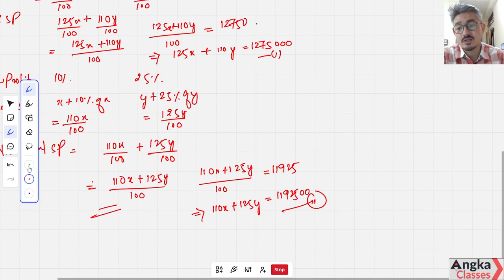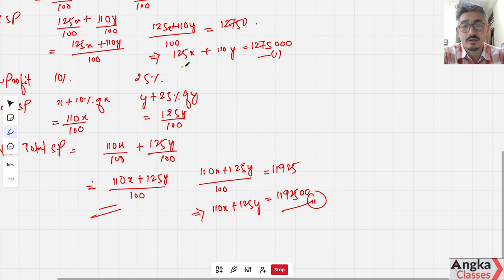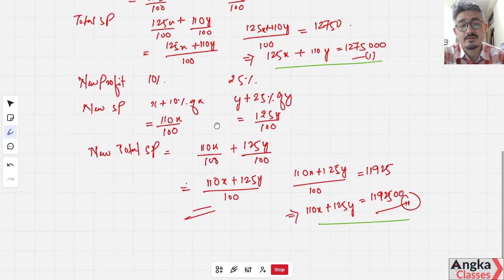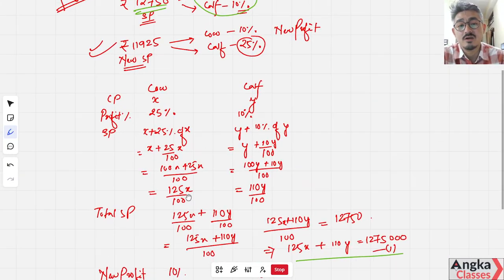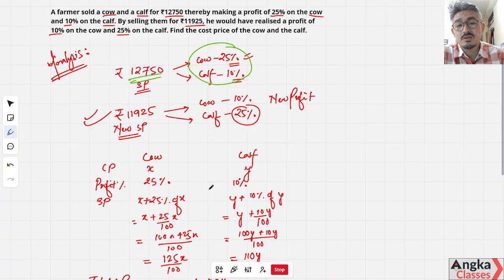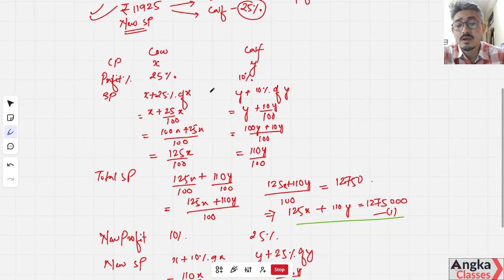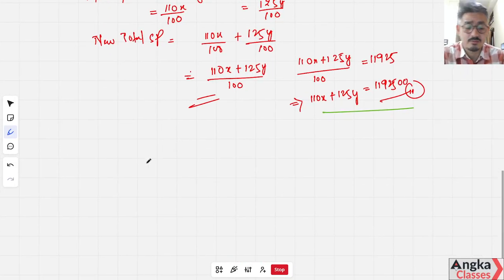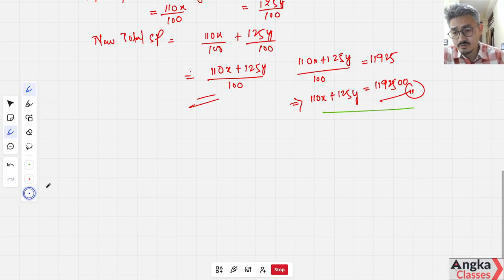Solving these two equations, we can find the values of x and y. The approach may have been a bit light there, but nonetheless I hope all of you understood. All right, anyways, we will continue with the solution.